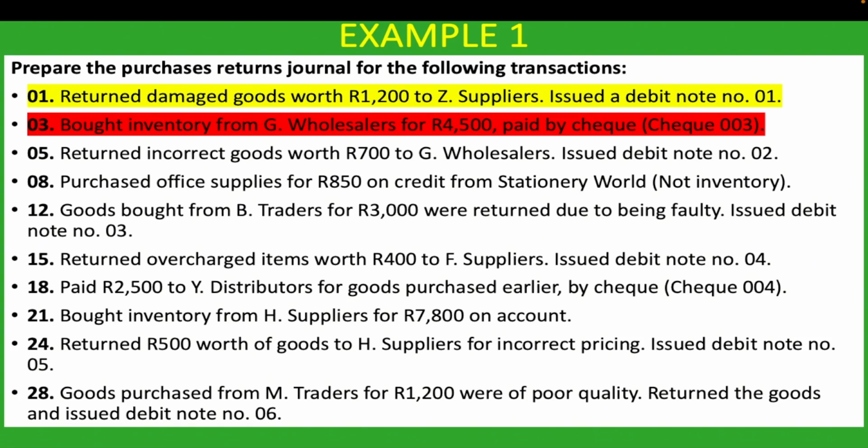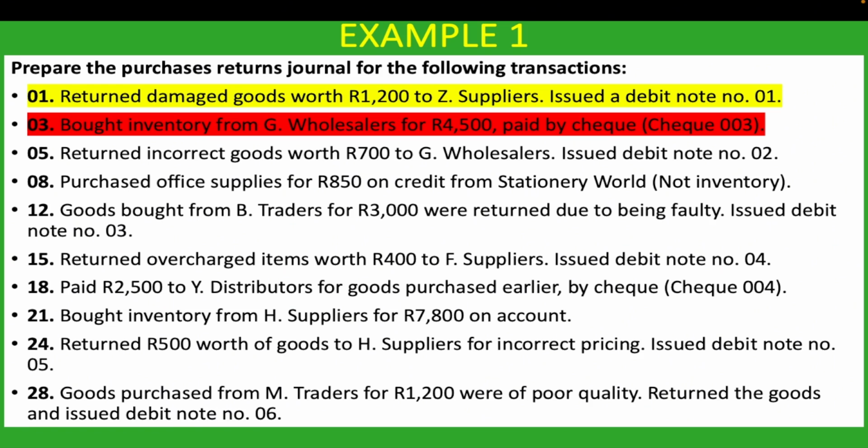What about the fifth? Returned incorrect goods worth 700 Rand to G Wholesalers, issued debit note number 2. So obviously debit note number 2 there would be our document number, and then our day would be 05, our creditor would be G Wholesalers, and then our amount there would be 700 Rand. Okay, so let's do just that. It's easy here because we're told returned incorrect goods.